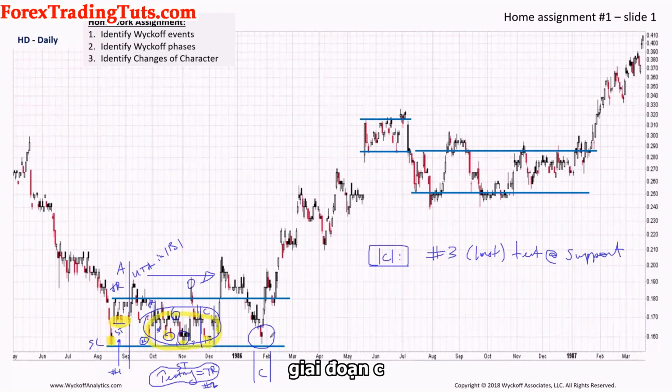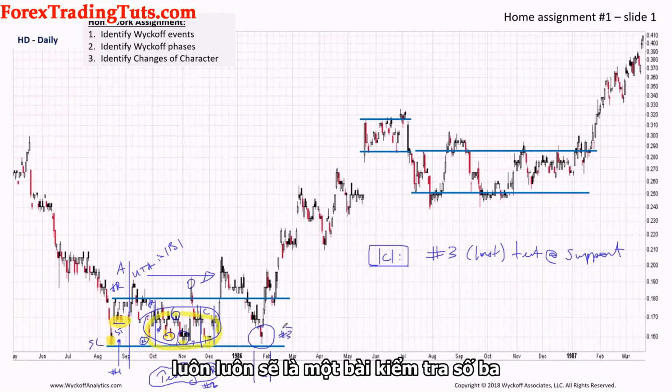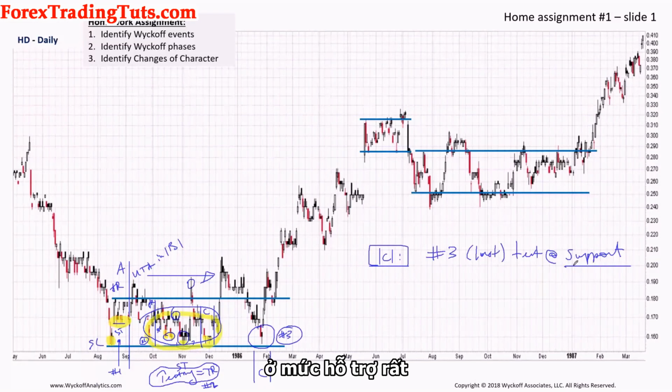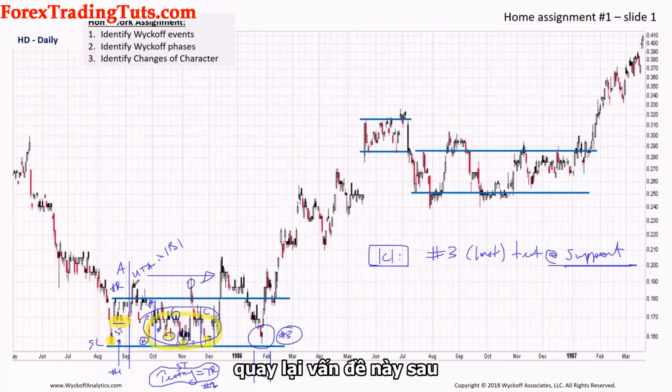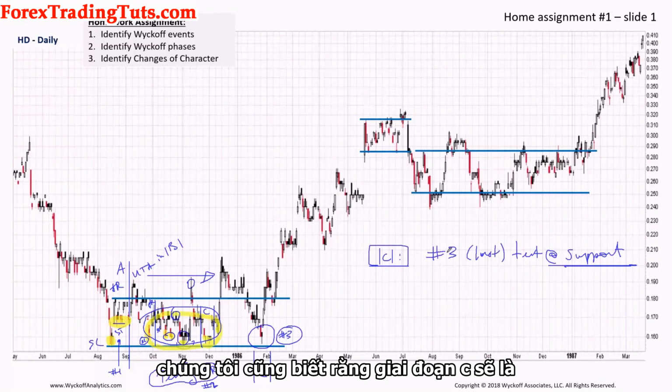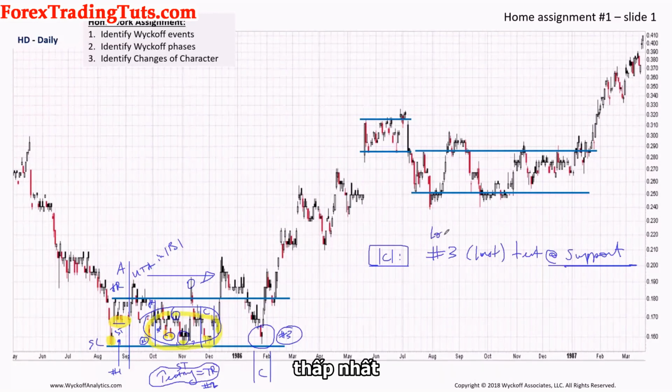And then phase C always will be a test number 3 at the level of the support. That's very important, because test number 4 is going to be at the level of the resistance that was created by phases A and B. We will come back to this later on. We also know that phase C is going to be the lowest low in the uptrend.